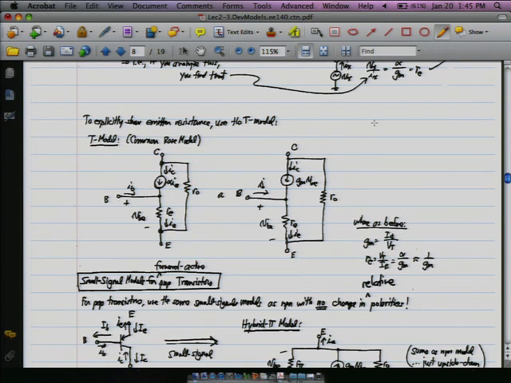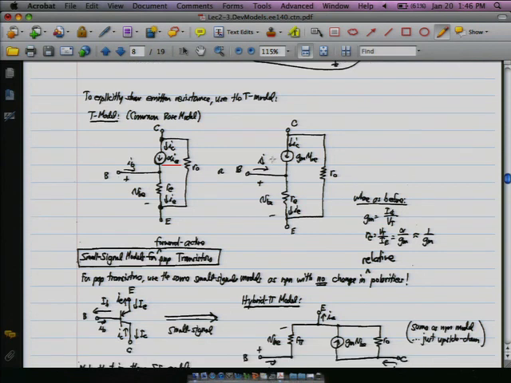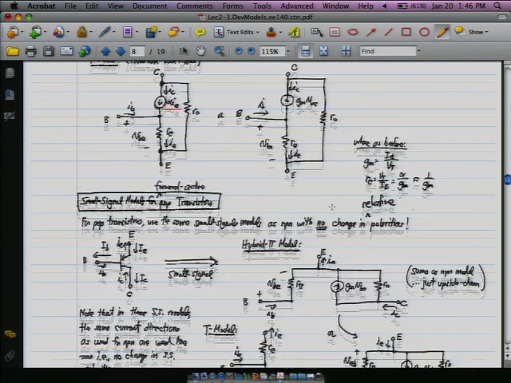One last thing is that you can express this in a couple different ways. Again, this is just a collector current, whether it's GM VBE or alpha IE, exactly the same thing. So it just goes back to the fact that with BJTs, there are a lot of different ways of expressing things, but what's actually happening physically is pretty simple. So there's the 1 over GM that we talked about before.